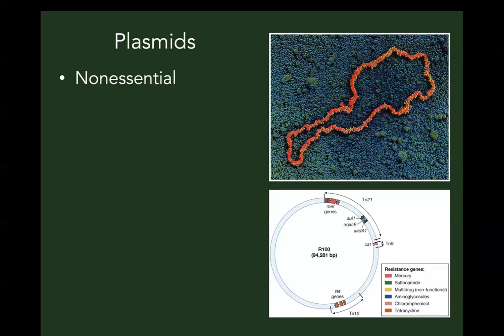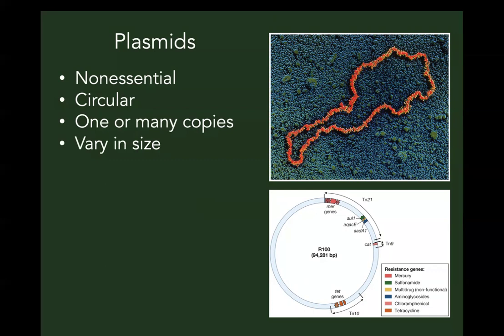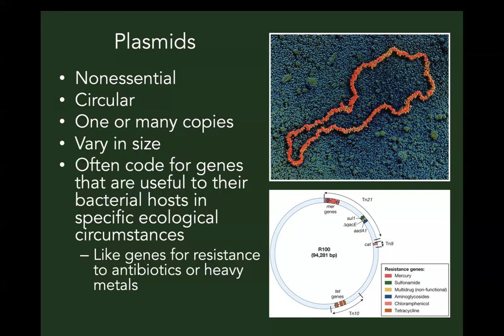So plasmids, they're not the main big circle of essential DNA that's in the bacteria. The plasmids are non-essential. They're circular. There could be one, there could be many copies. Some of them are small, some are big, but some of them can be really useful for their bacterial hosts in particular ecological circumstances. So we have found these little plasmids that may code for things like resistance to antibiotics or resistance to heavy metals.